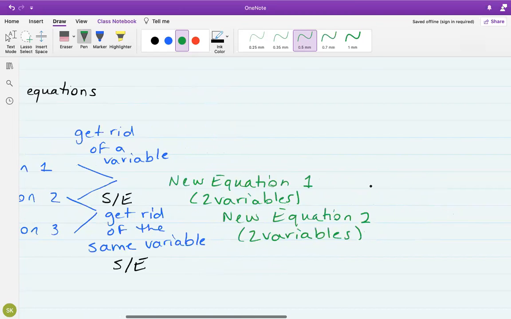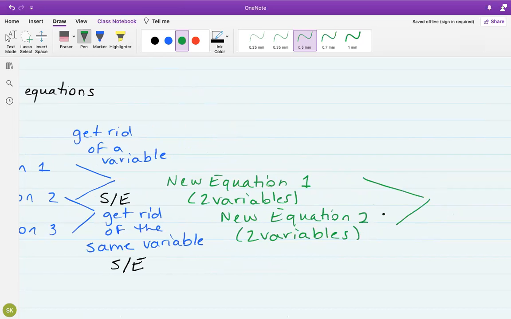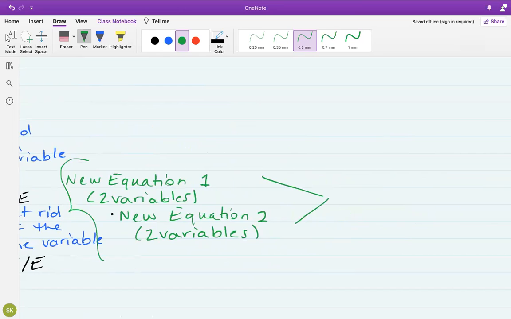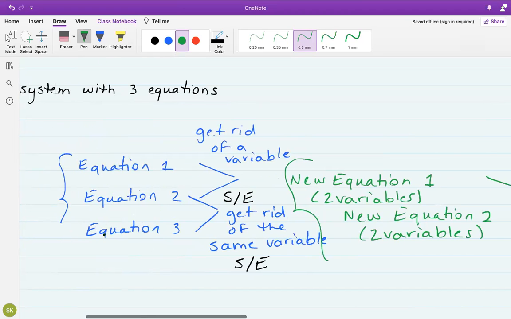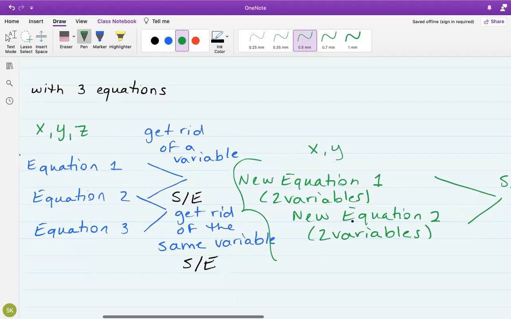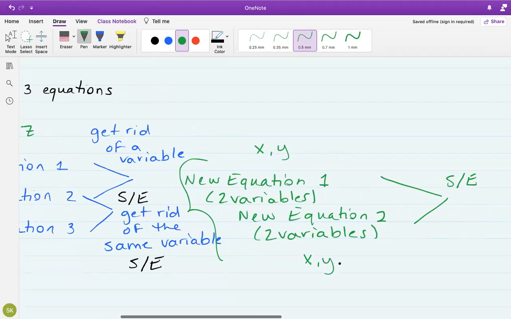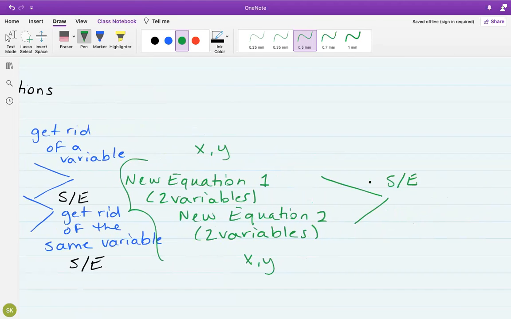And then from there, you're going to consider this as a new system. So you're thinking of two equations, and then you're going to use substitution or elimination to solve for one of those variables. So for example, if equation 1, equation 2, and equation 3 all had the variables x, y, and z, let's say you got rid of the variable z. So your new equation would be in x and y. And this new equation 2 would also be in x and y. And then you can use what we've learned before, because now you just have two equations in x and y, and you're using substitution and elimination. And then you can find your point.